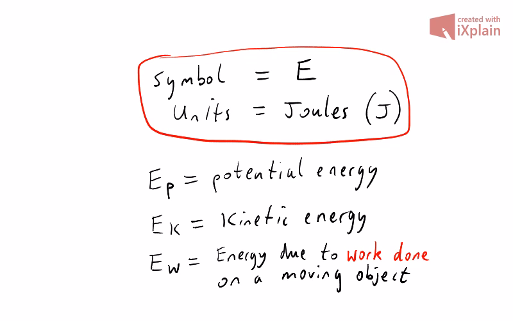Now, if you do work on an object, you're giving it kinetic energy. If you raise it up, you're going to give it potential energy. Work has been done on that object. And if the object is dropped back down to the ground, it converts itself into kinetic energy. Work has also been done on that object as well.